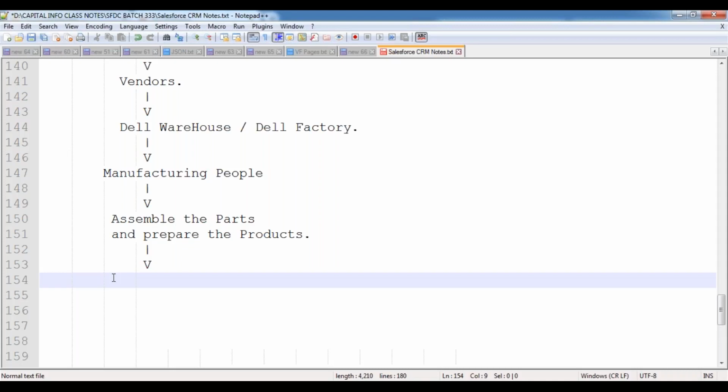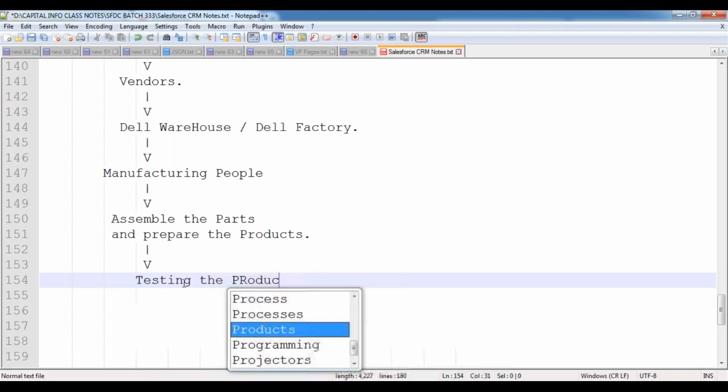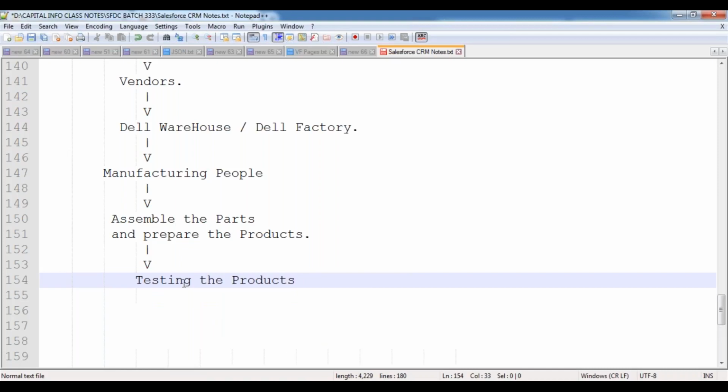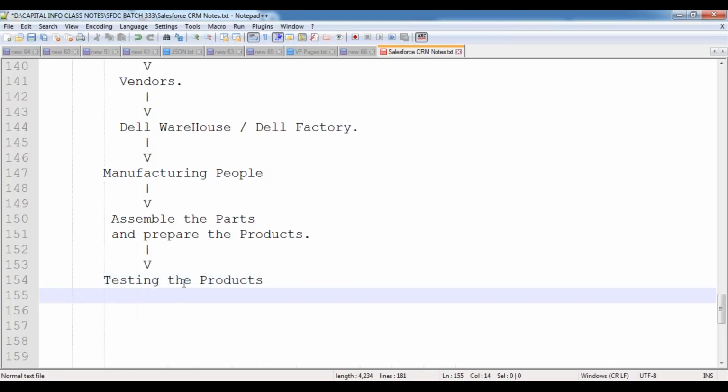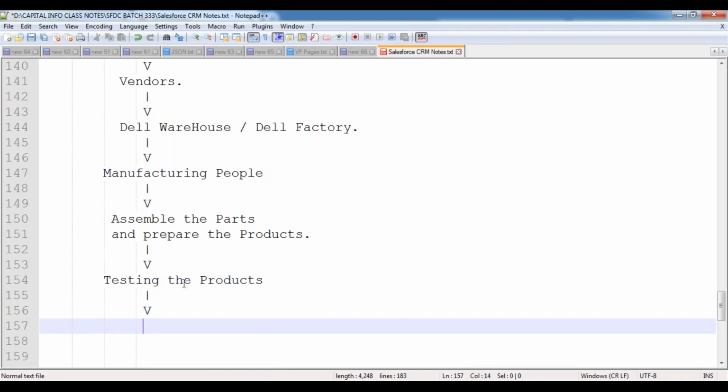What are the products we have manufactured? These are not utilized by the Dell employees. These products are going to be sold to the common people. So before selling this product to the common people, first of all, inside this Dell factory, they are going to have proper testing. They are going to test each and every product over here. Once the products are working fine, then they are going to release this product into the market.